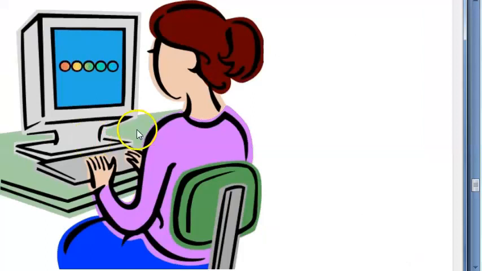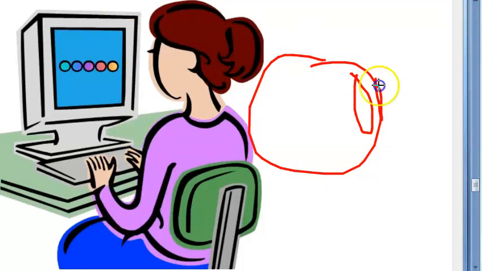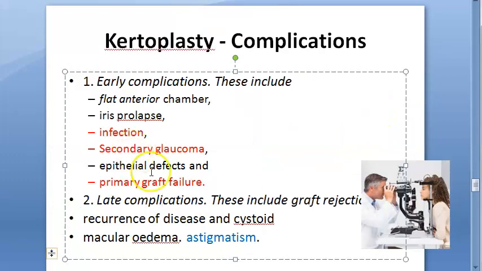What are the early complications of keratoplasty? Let us say flat anterior chamber. Okay. Then iris prolapse. Okay. Then secondary glaucoma. Yes. Then infection. Some infection will come. Then what else? Primary graft failure, epithelial defects.